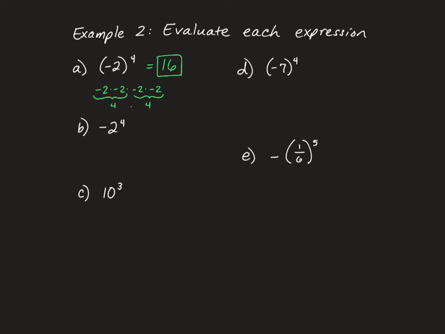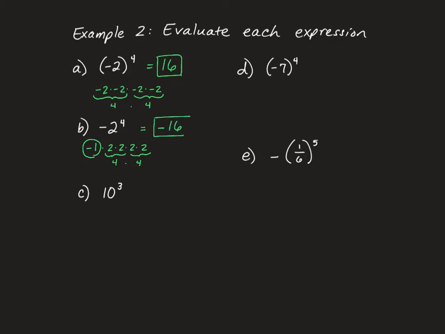On letter B, we have negative and then 2 to the power of 4. So remember, that means negative 1, and then we have 4 2s. So in this case, we have 2 times 2 is 4, and these 2 times 2 is 4. 4 times 4 is 16. But there's also this negative 1 out here, so it's actually going to be negative 16.